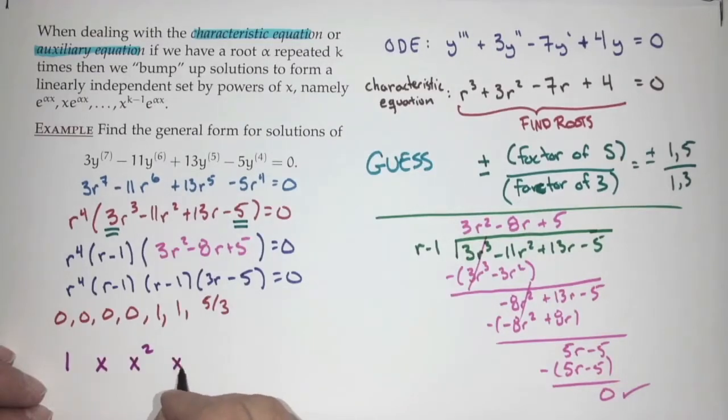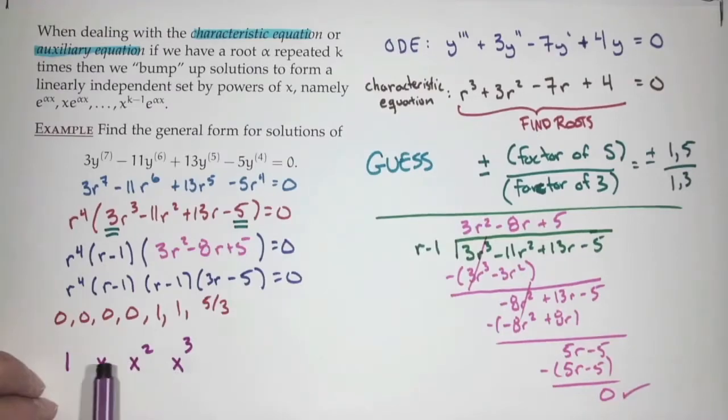The next 0, x cubed. So normally 0 would just correspond to 1. But I can't have 1, 1, 1, 1. That's not 4 different functions. It's just the same function repeated 4 times. So we say, okay, 1, bump it, x, bump again, x squared, bump again, x cubed. Okay, what's the next function going to be?